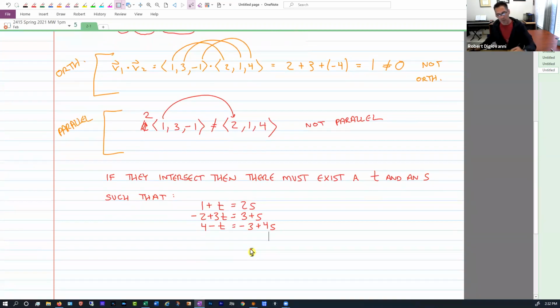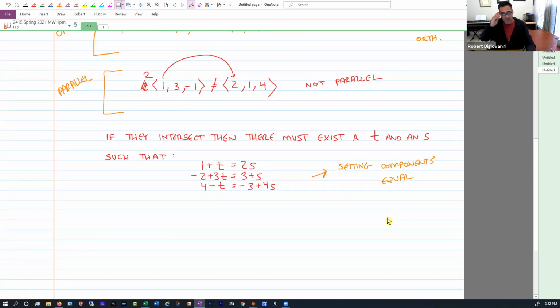So essentially what I'm doing here is I'm setting the components equal, and I'm solving for t and s. So I have a system of equations now. I have 3 equations and I have 2 unknowns, right? 3 equations, 2 unknowns. So I'm going to clean these equations up a little bit.